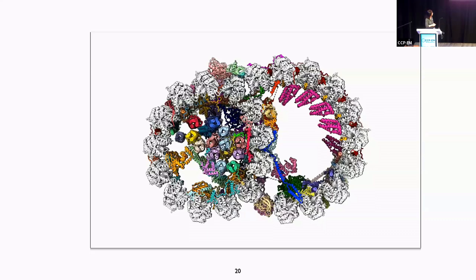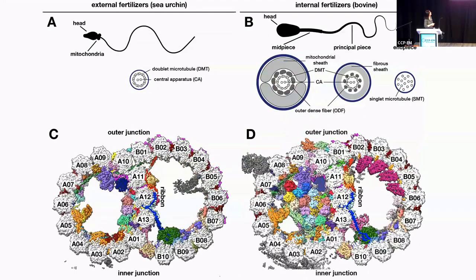So in parallel to our work, the group of Rui Zhang at Washington University determined the structure of the doublets in high resolution from sea urchin sperm. And then we talked and we started to compare our structures. And this is where it becomes interesting, because sea urchins are what we call external fertilizers, and mammalian species are internal fertilizers. So there are different media that they need to operate in.